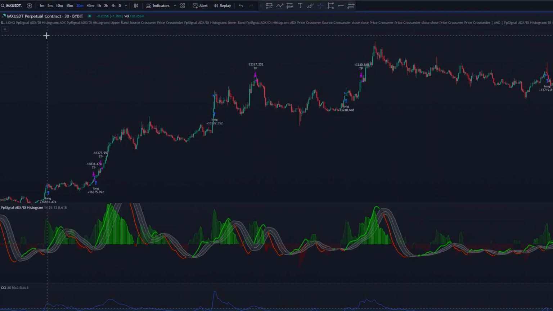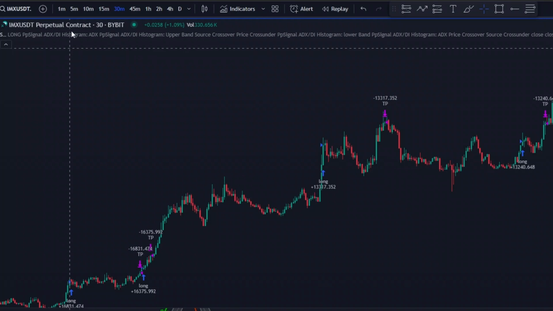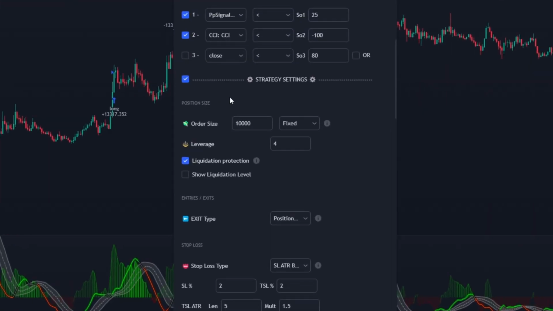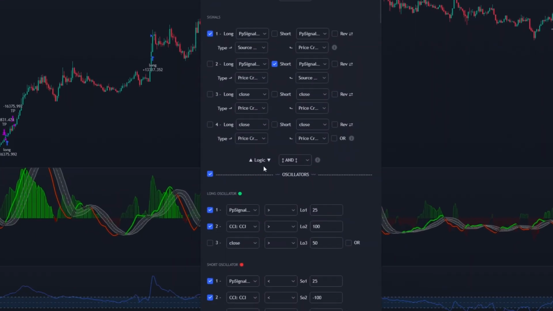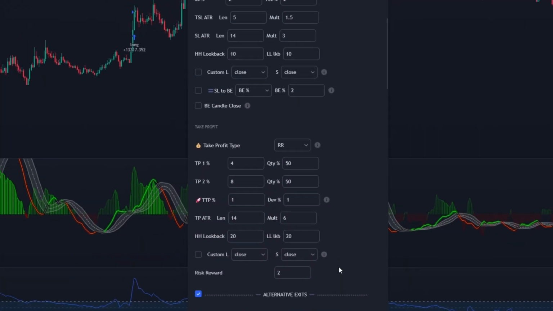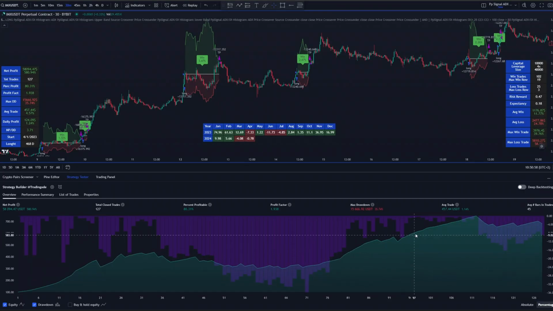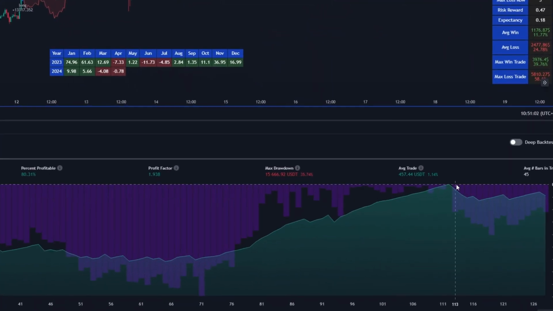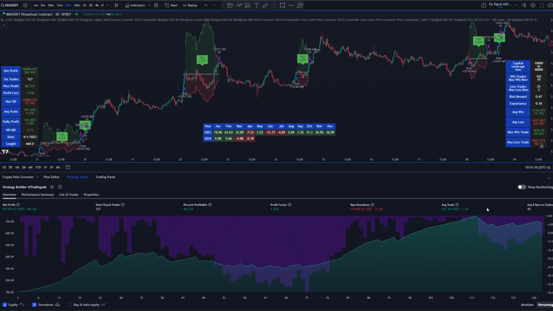We are here on IMX USDT 30 minutes time frame on Bybit exchange, position size $10,000 with a fixed amount, 4x leverage, 0.06% commission. We exit based on stop loss ATR band, 14 length with a multiplier of 3, take profit risk reward 2. We are going only long, and as you can see, we have a pretty decent equity line, even though this final phase is not really good, so there is a drawdown period, but overall the equity is decent.